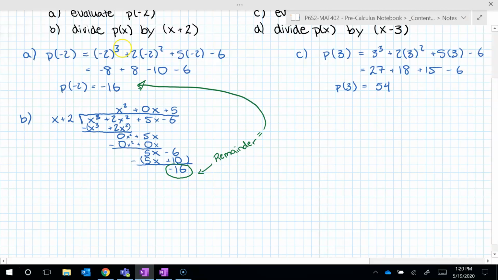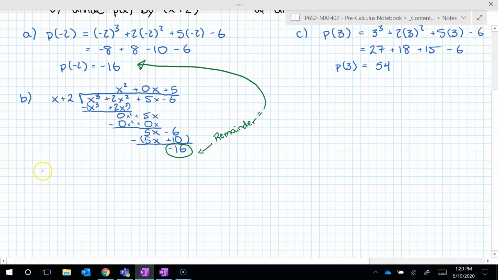What this is really saying is that if I were to divide x cubed plus 2x squared plus 5x minus 6 by the quantity x plus 2, that would give me x squared, 0x's, you don't need to write those in, I'm just going to do it for the effect here, plus 5 minus 16 over x plus 2. That's how I deal with that remainder, kind of like that mixed number.